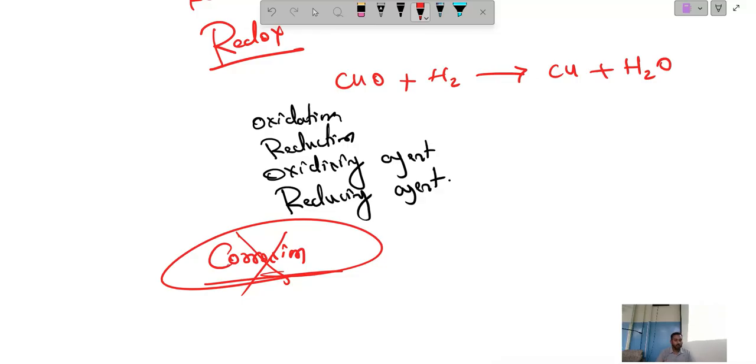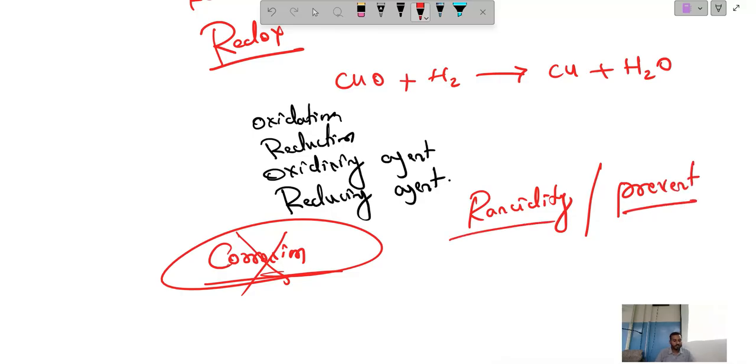Is this clear? Now, a very famous, important question: what is rancidity? How do you prevent it? They may ask you about two methods to prevent rancidity. In your book, they have given one method. Understood? But one more method is there that you need to identify.